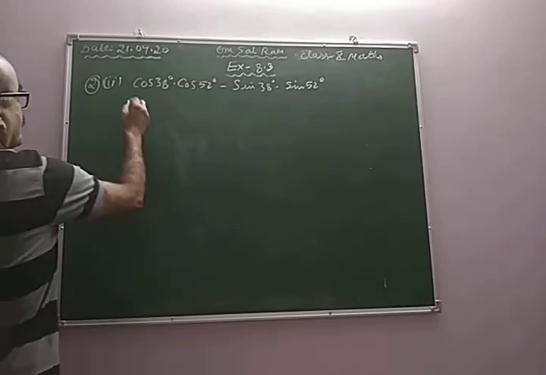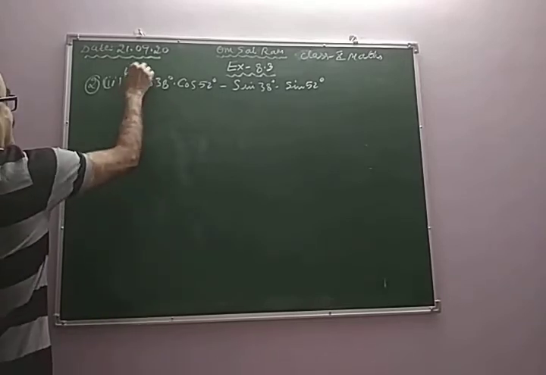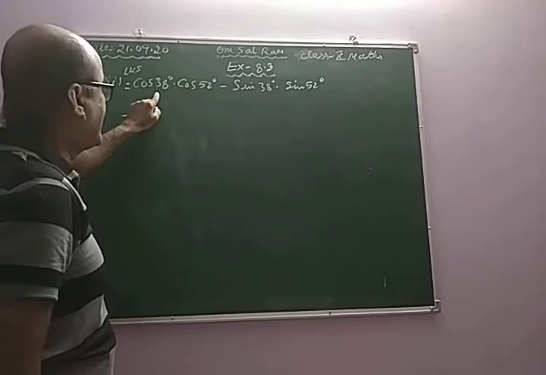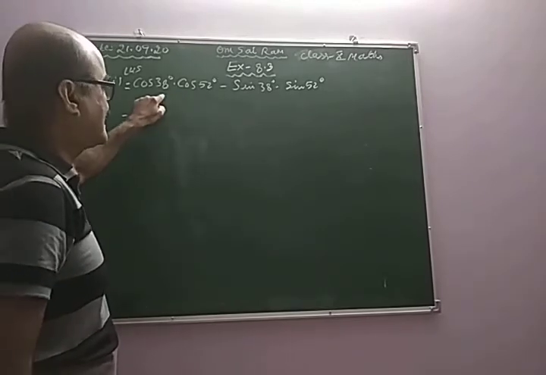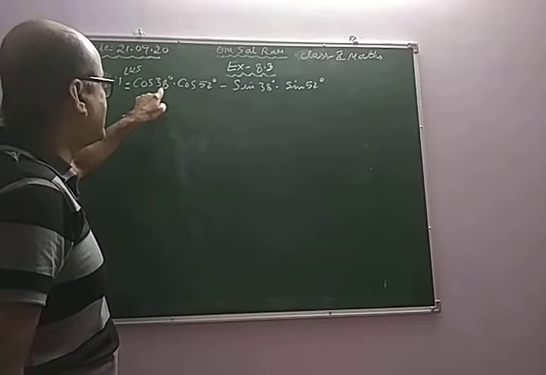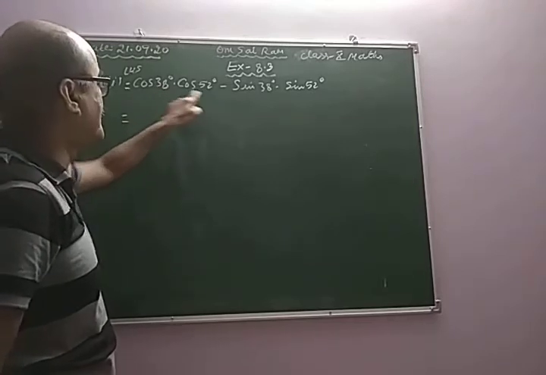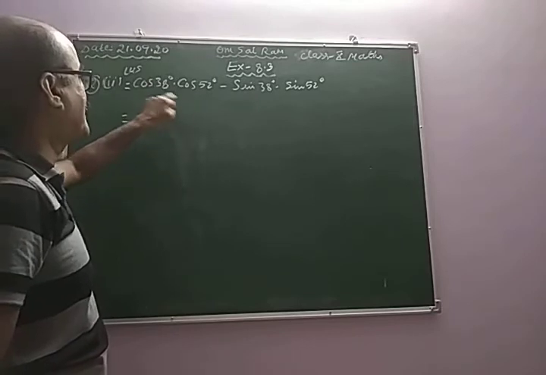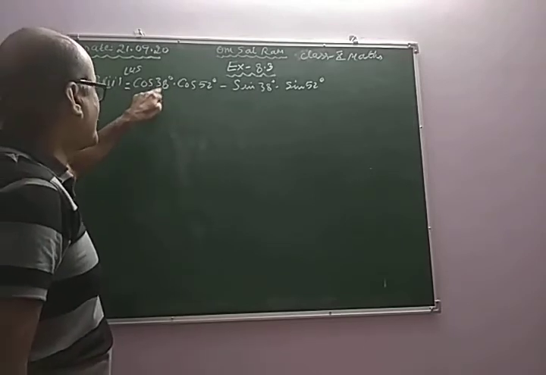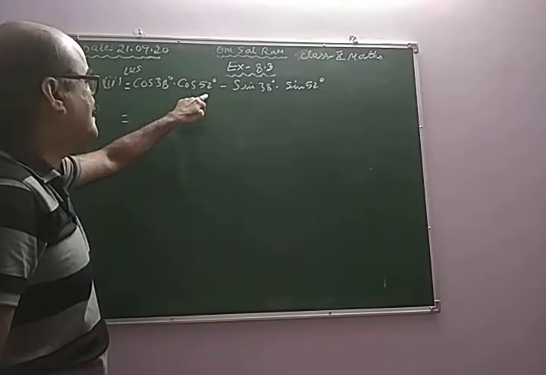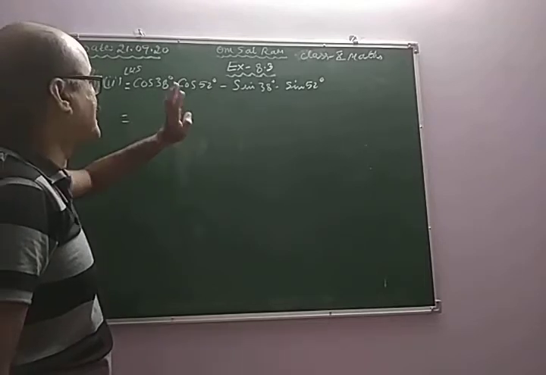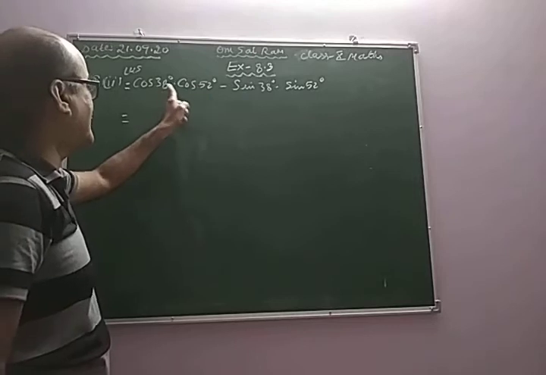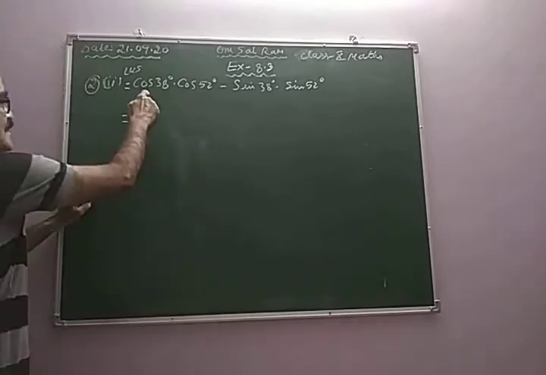So again, this is the left hand side, right? So 52 and 38 are complements of each other. So either you can change this or this. You cannot change both. If you change both, then you will be in trouble, because this will become 52 and this will become 38. So it is very difficult for you to solve this. So out of the complementary angles, you will change either this or this. So I am changing this one.